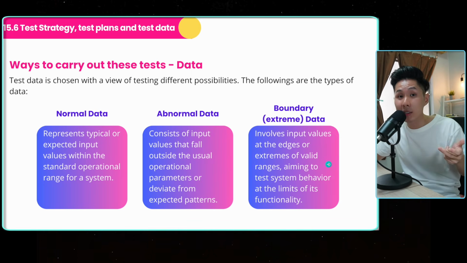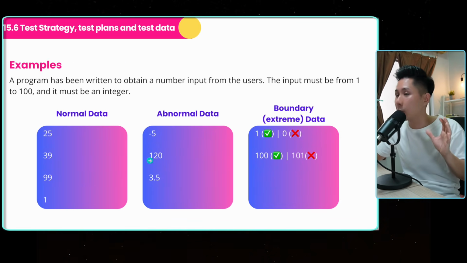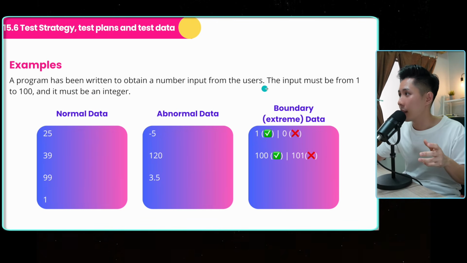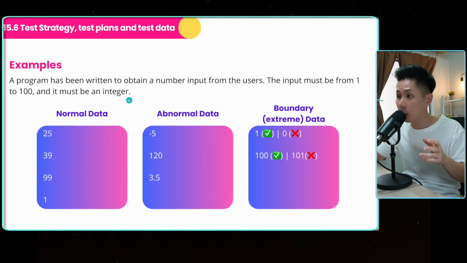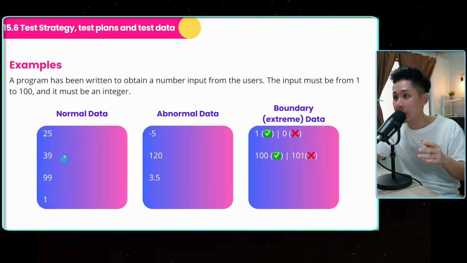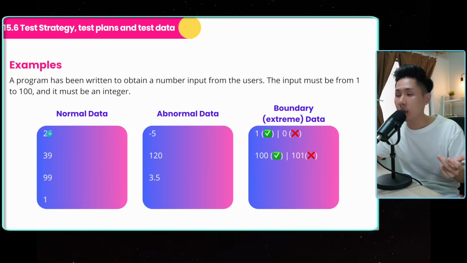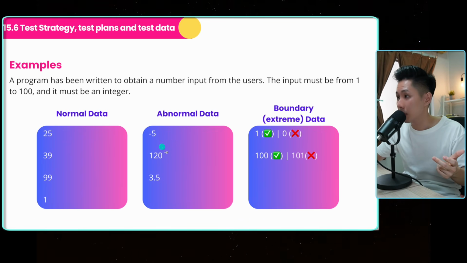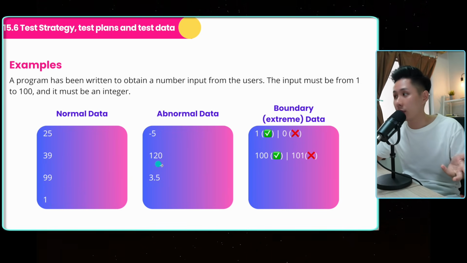It could be hard to understand using the definition, so this is why I created an example here. Let's say a program is written to get a number input from the user, and the input must be 1 to 100, and it must be an integer. So normal data would look like this, all the numbers that are within range. And abnormal data could look like this: a negative number, a number bigger than 100, and a number that is not an integer, to test out just how the system will react.